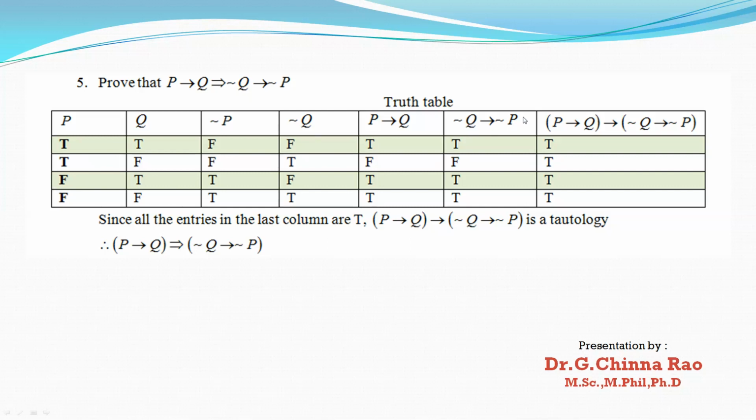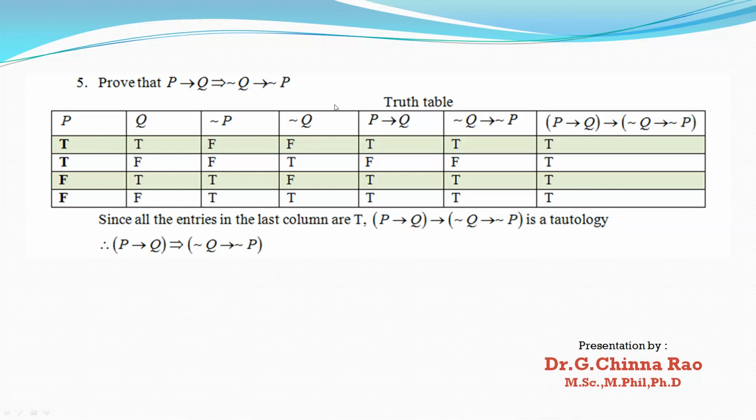So again, negation Q, conditional, negation P. So you have to go through negation Q to negation P. So false, false, true, true, false, false, false, true, true, true, true, true. So now form the last column, that is the given compound proposition. You have to form P conditional Q, conditional negation Q, conditional negation P.